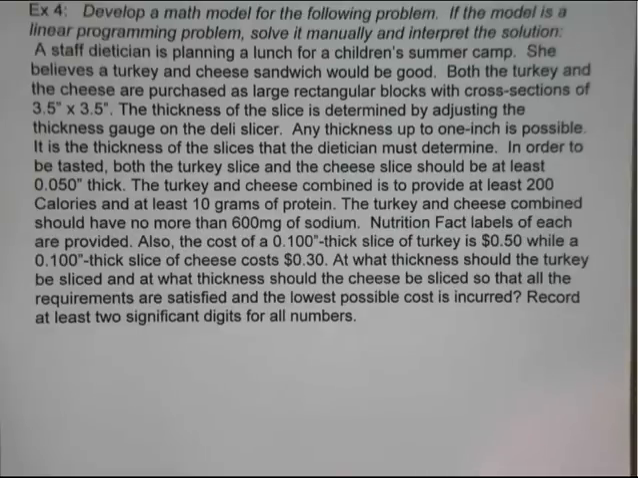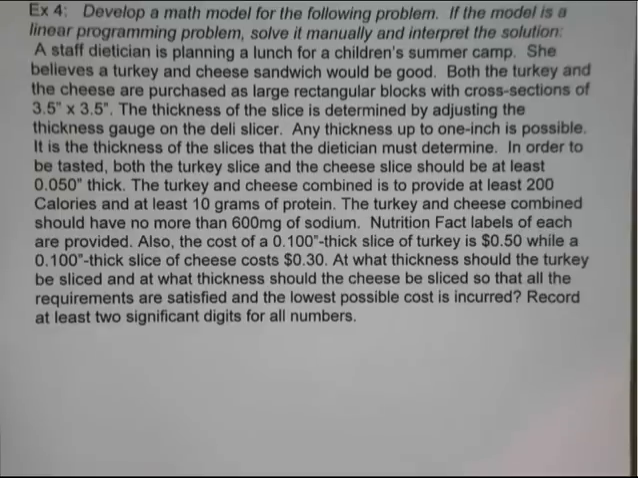Also, the cost of a 100 thousandths inch thick slice of turkey is 50 cents, while a 100 thousandths inch thick slice of cheese costs 30 cents. At what thickness should the turkey be sliced, and at what thickness should the cheese be sliced, so that all the requirements are satisfied and the lowest possible cost is incurred? Record at least 2 significant digits for all numbers.